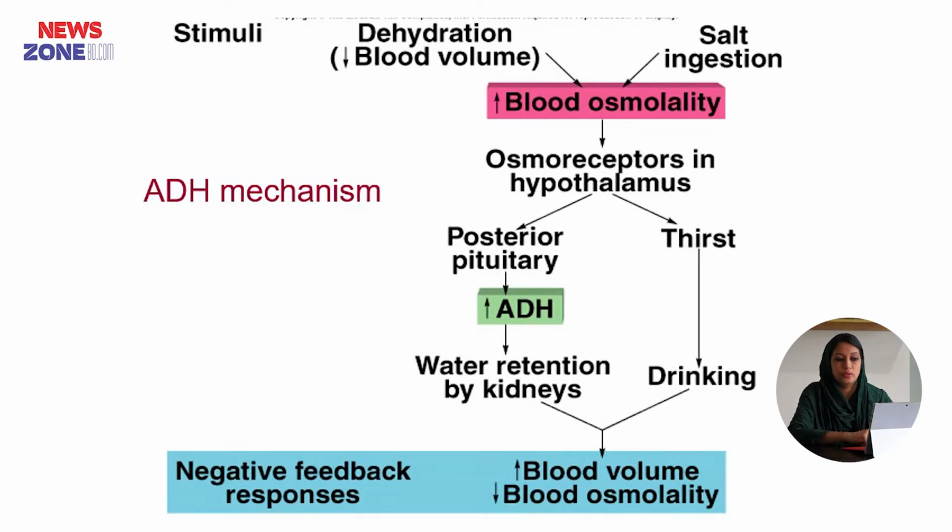ADH mechanism. The ADH mechanism is stimulated by dehydration, that is a fall of blood pressure, and salt ingestion, which cause increased plasma osmolarity. Then osmoreceptors of the hypothalamus are stimulated, which causes the posterior pituitary to secrete ADH. ADH causes water retention by the kidney, and when we get thirsty, we drink water. As a result, blood volume increases and blood osmolarity decreases.